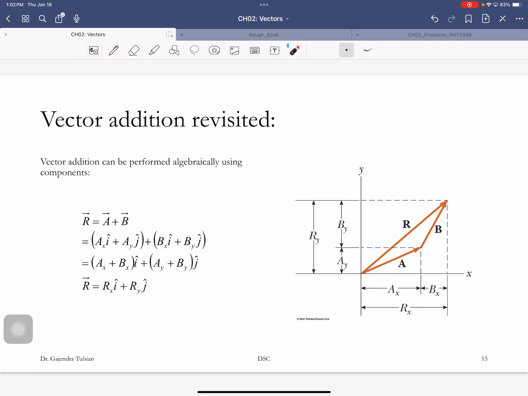All right, so we already know this. To add two vectors, write the vectors in component form. This is A in component form, this is B in component form. And then to add them, you add similar terms. So you add the x components and you add the y components.